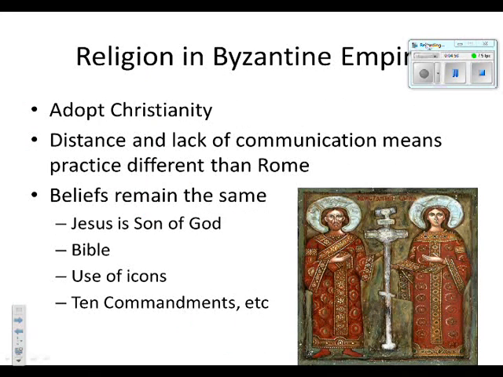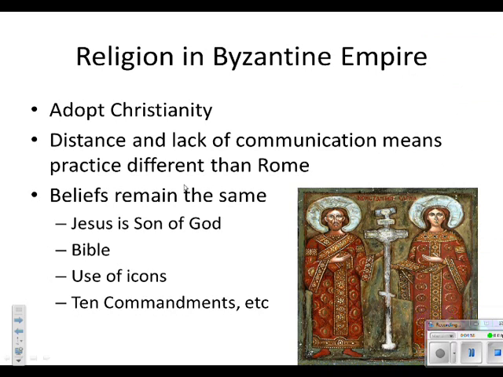Religion is incredibly important in the Byzantine Empire. The Byzantines, because they want to be like Rome, are going to adopt Christianity, just like the Roman Empire was towards its end. Unfortunately, the distance between the center of the church in Rome and Constantinople, and the lack of communication between the two meant that they're going to practice the religion different than Rome. The beliefs, though, remain the same.